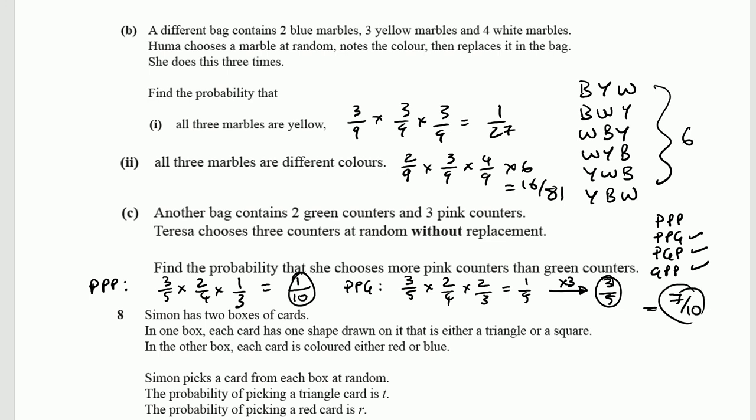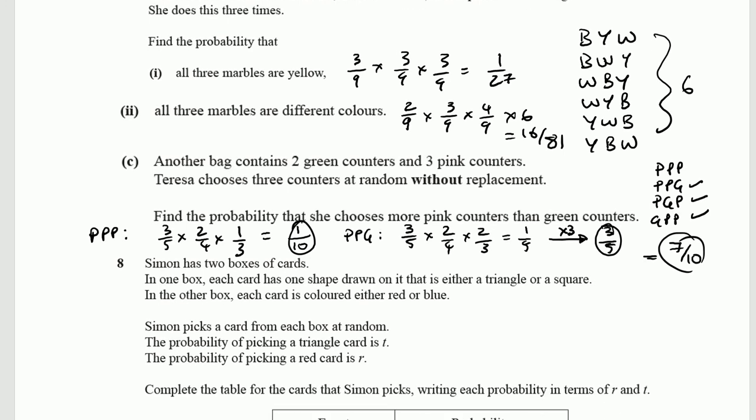So a lot of these questions are really seeing if we're aware of this idea that things can happen a number of different ways. And hopefully that's becoming clear as we do more examples.